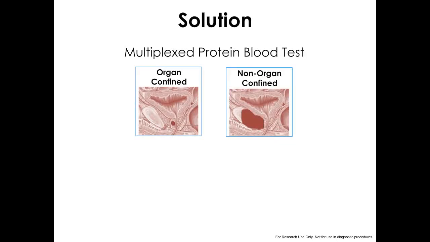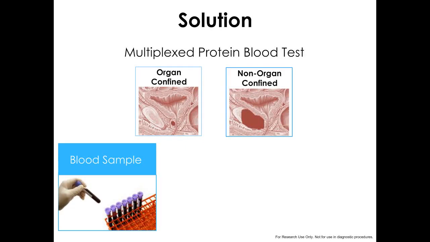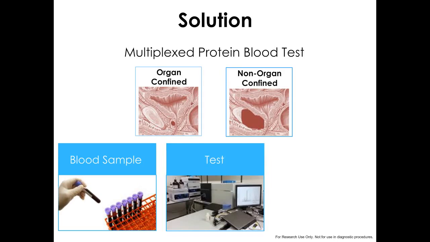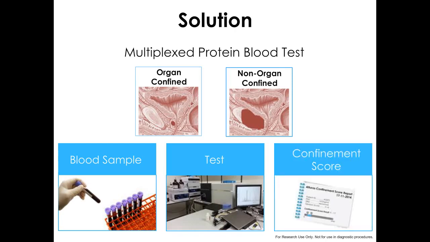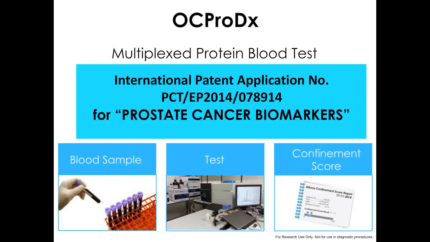And so the solution in this case is a multiplexed protein blood test that can discriminate organ-confined from non-organ-confined disease. It begins by taking a blood sample, making serum, the serum being digested with trypsin, and the peptides going onto a triple quad mass spectrometer to perform this test, and the test then being used to generate a confinement score, the probability with which the prostate cancer is confined to the prostate or has spread beyond it. And as I've indicated, the university filed a patent on that panel of prostate cancer biomarkers.